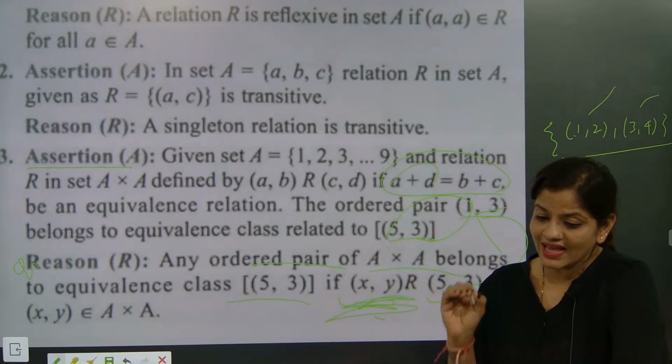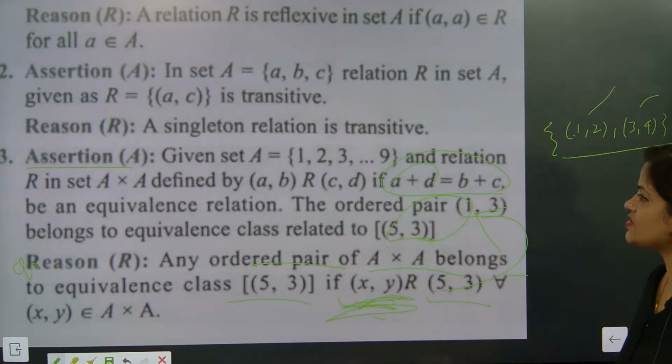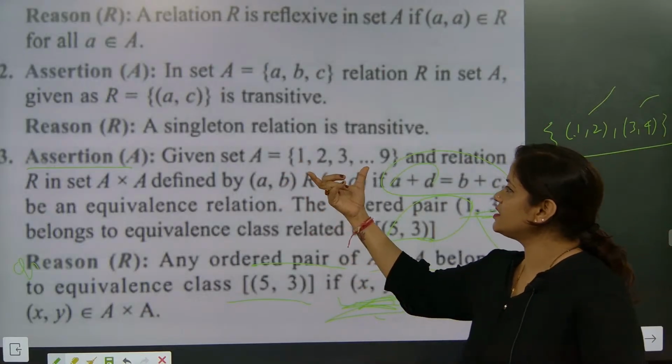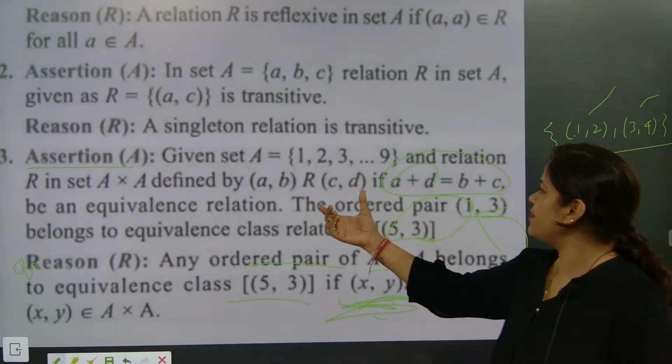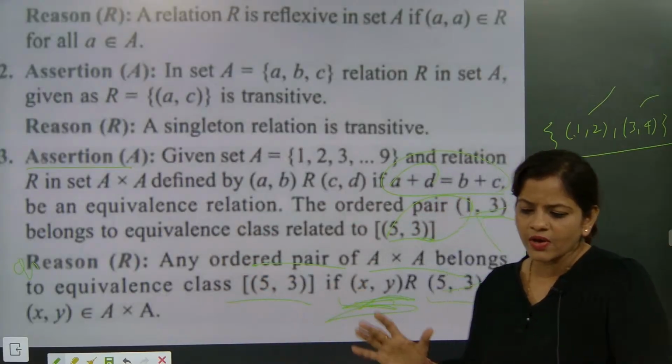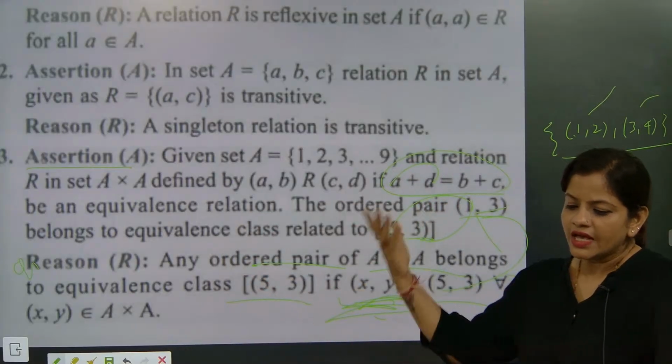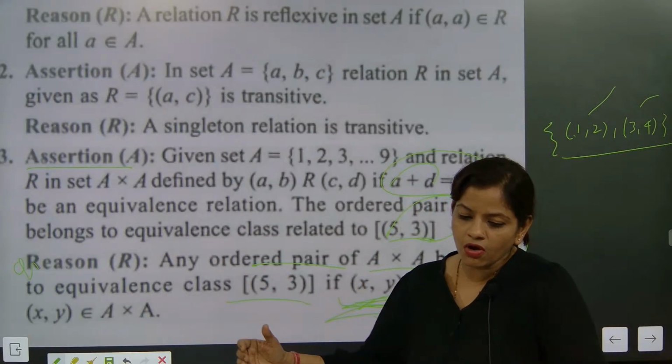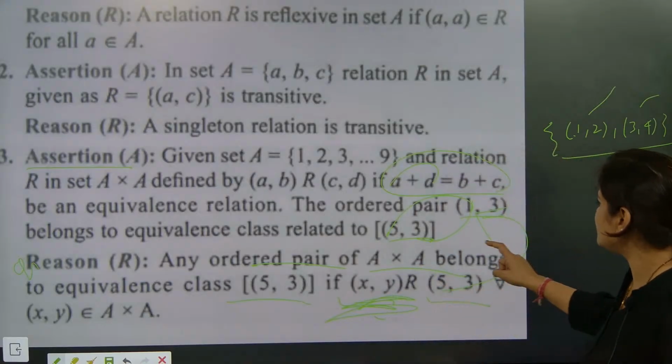You need to understand this very nicely. What is actually given here? Given set A is equal to this many elements. a and b related, the ordered pair (1, 3) belongs to the equivalence class. Okay, (1, 3) belongs to the equivalence class. In which way does it exactly belong to the equivalence class? The correct answer is option A.